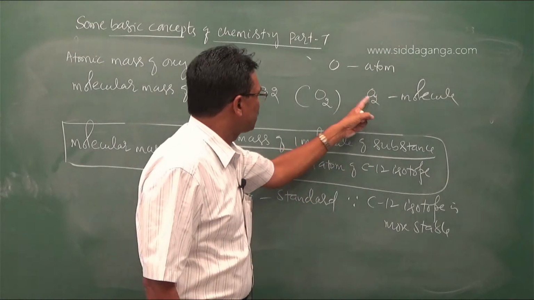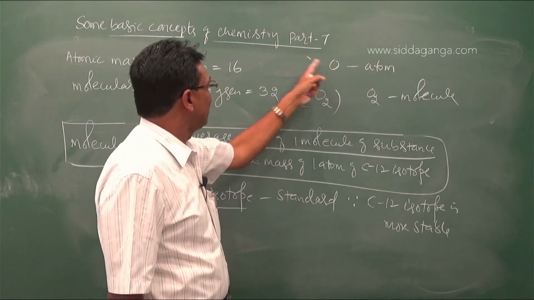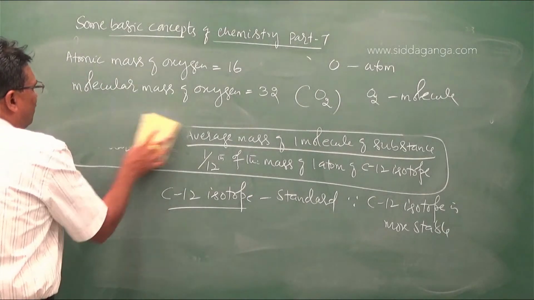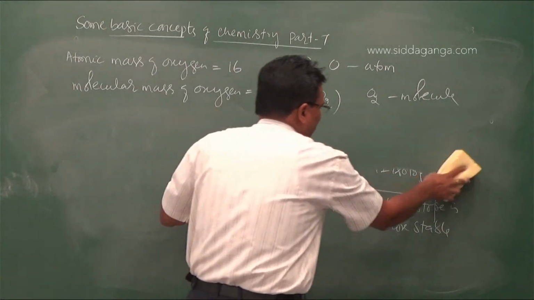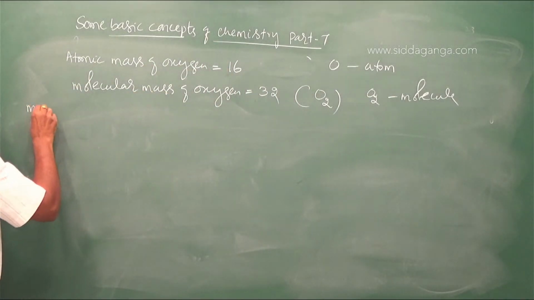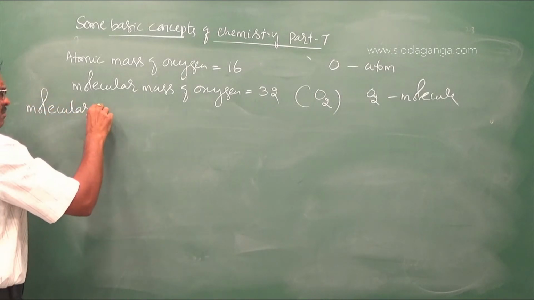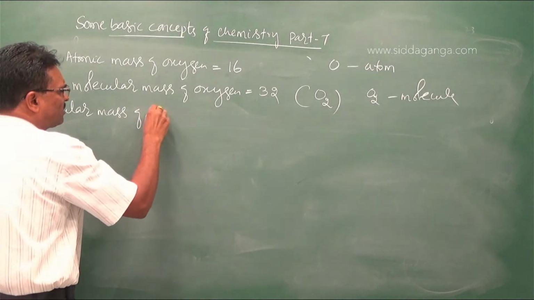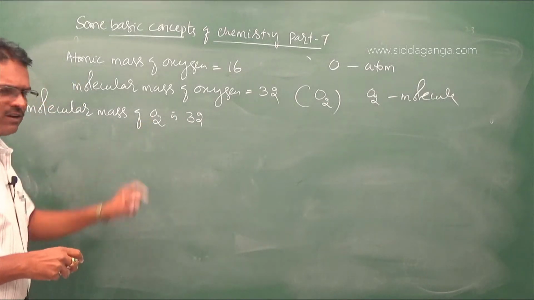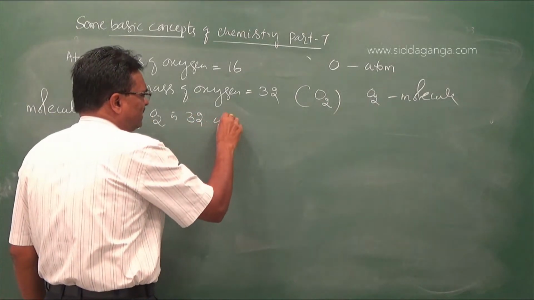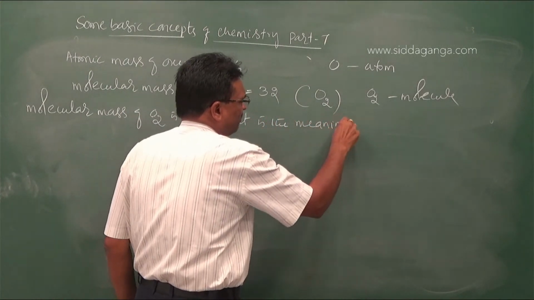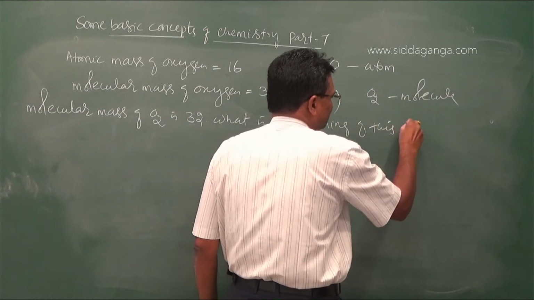So molecular mass of oxygen is 32, but atomic mass of oxygen is 16. Clear? So molecular mass of oxygen O2 is 32. What is the meaning of this statement?